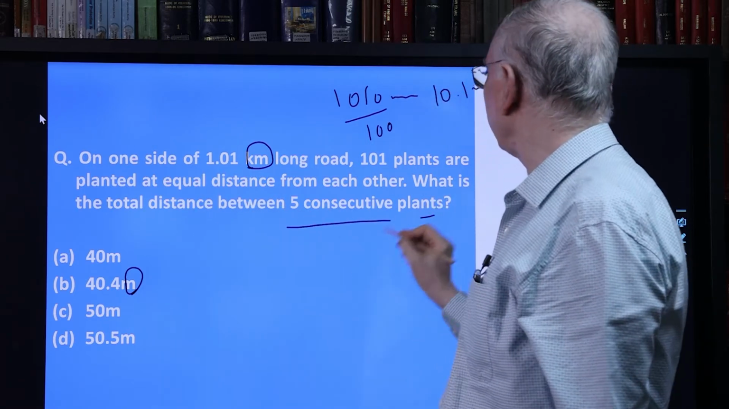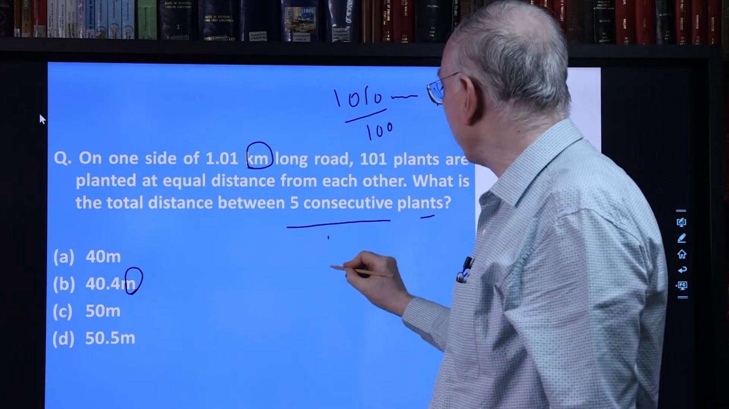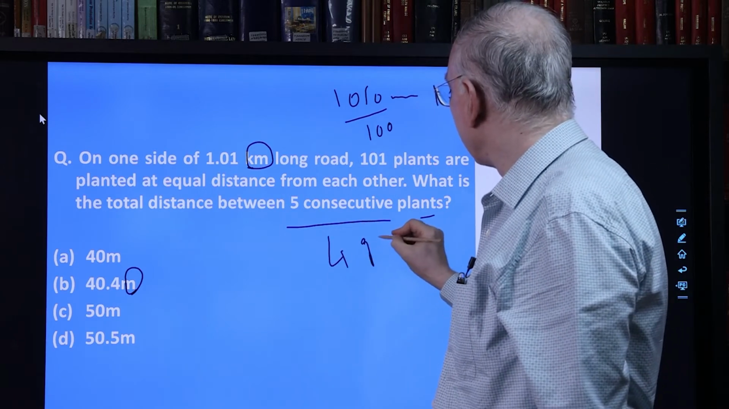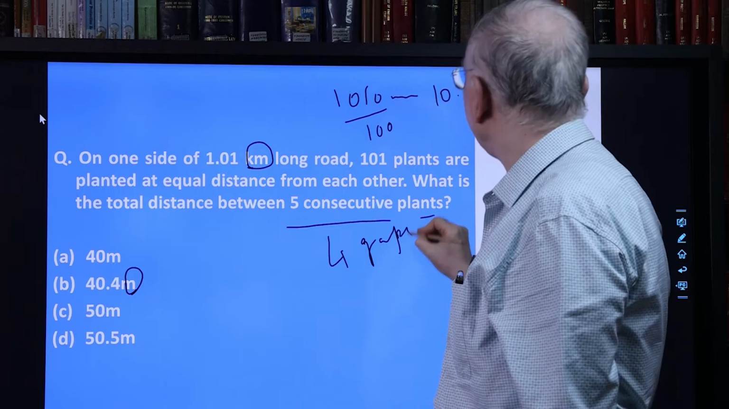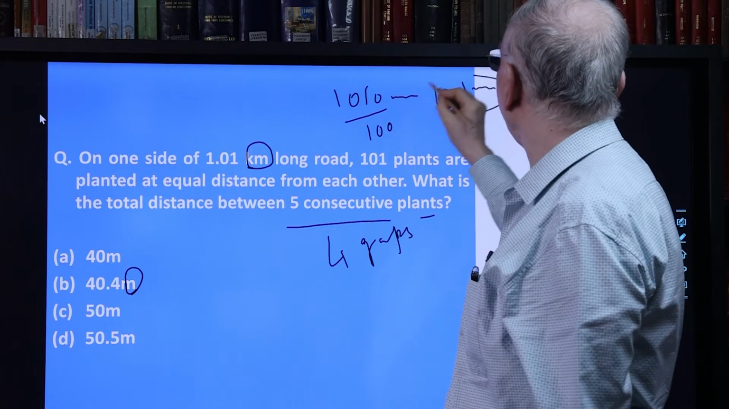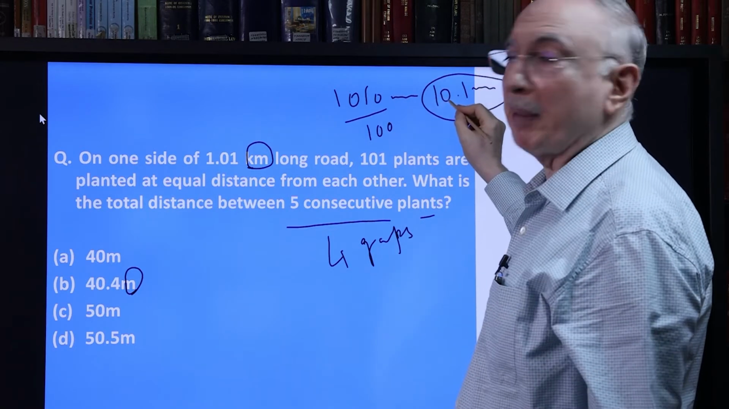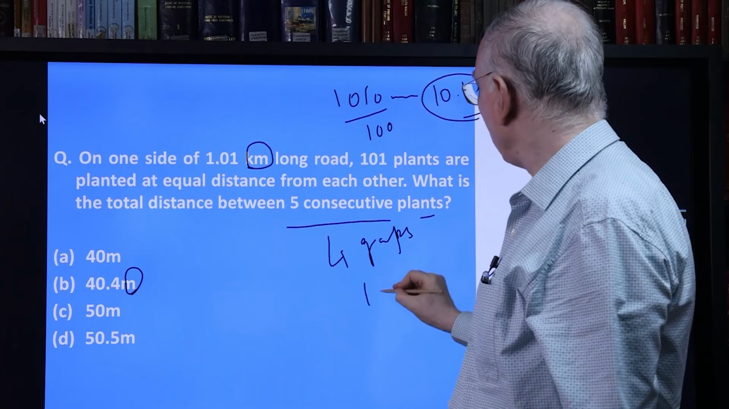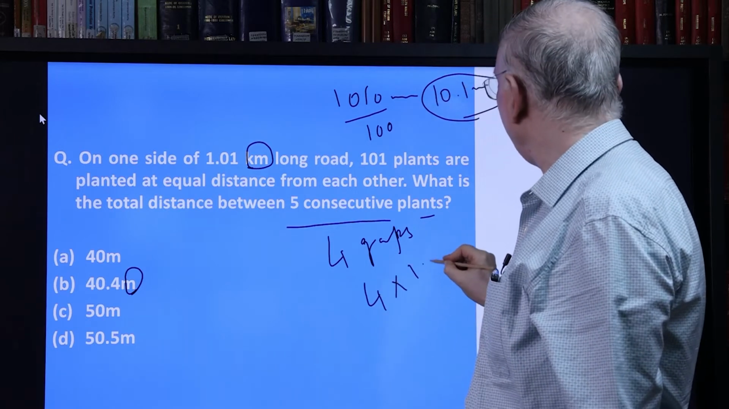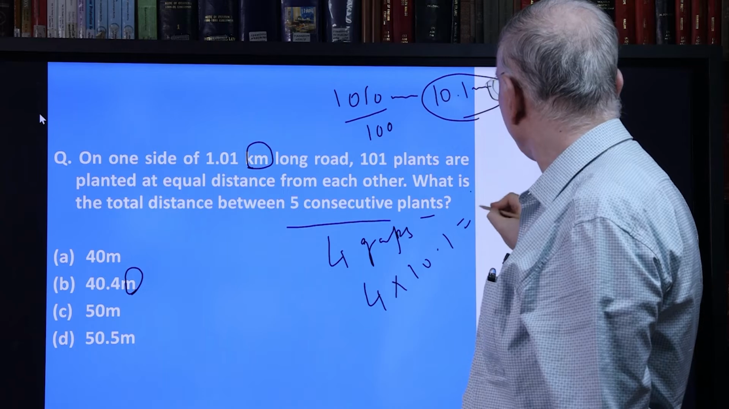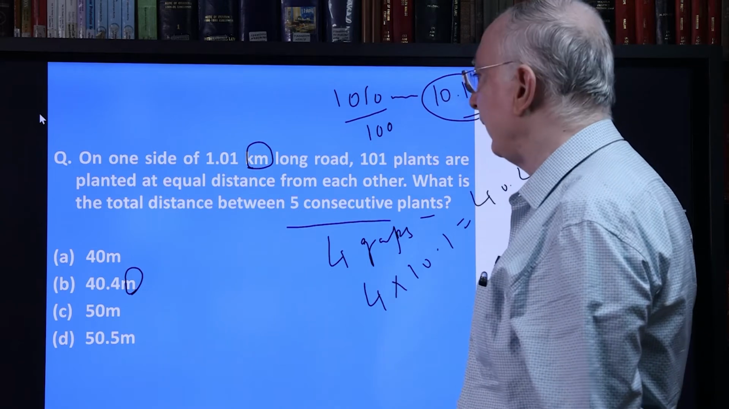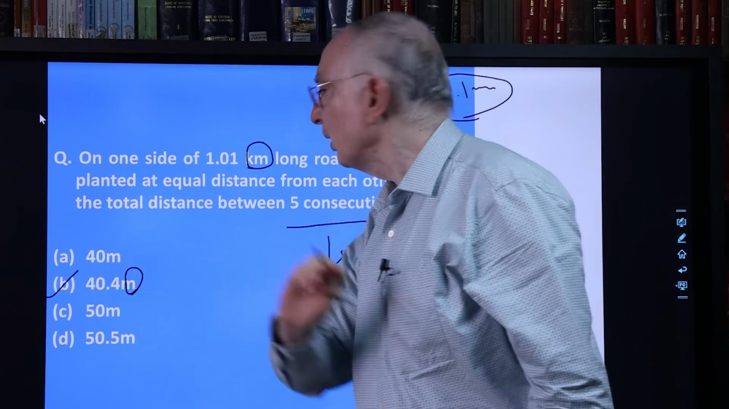Now what is the question? 5 consecutive plants means there are 4 gaps and the distance of each gap is 10.1 meter. So we have to multiply this by 4, that means 4 into 10.1, that means 40.4 meter. So the right option is B.